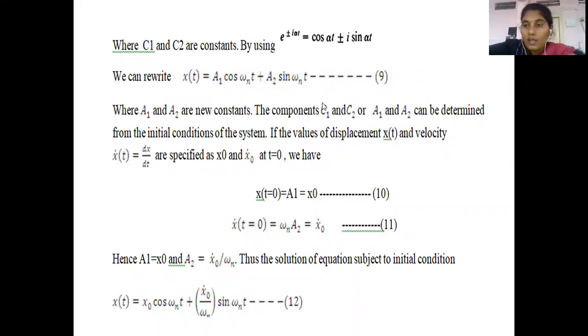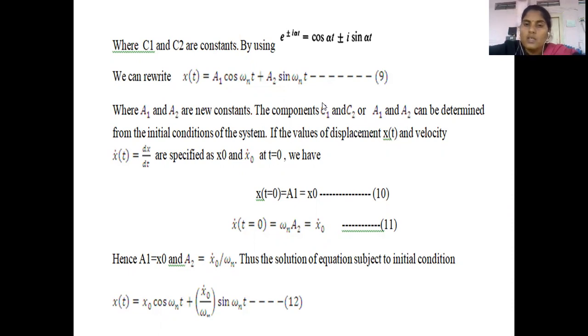Below this we can rewrite x of t is equal to A1 into cos of omega nt plus A2 into sin of omega nt. So that is equation number 9. Below this, write down where A1 and A2 are new constants.